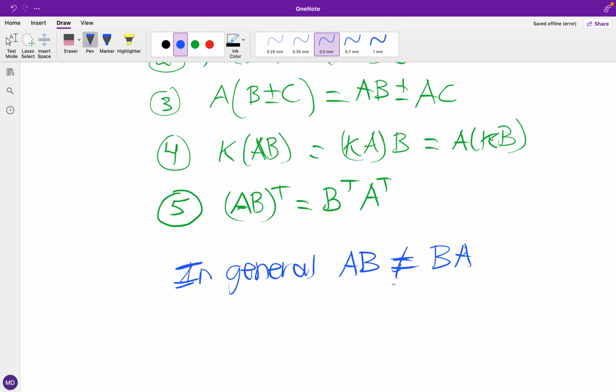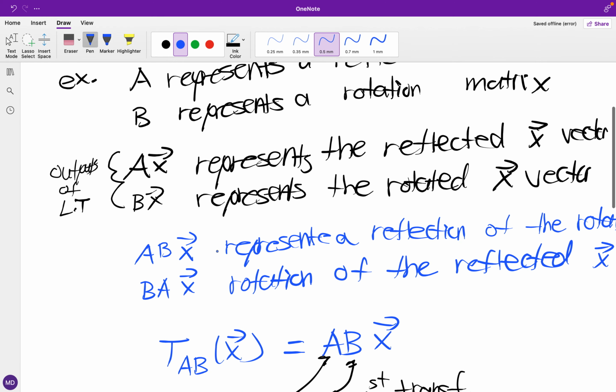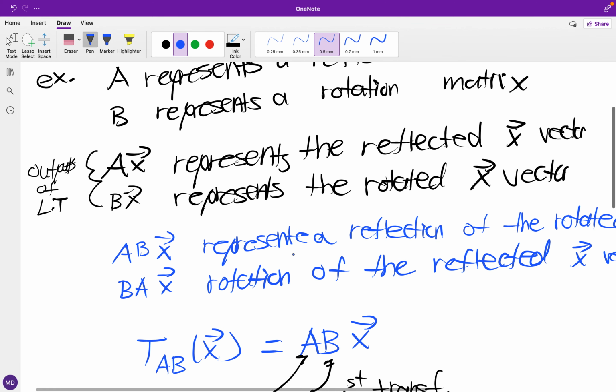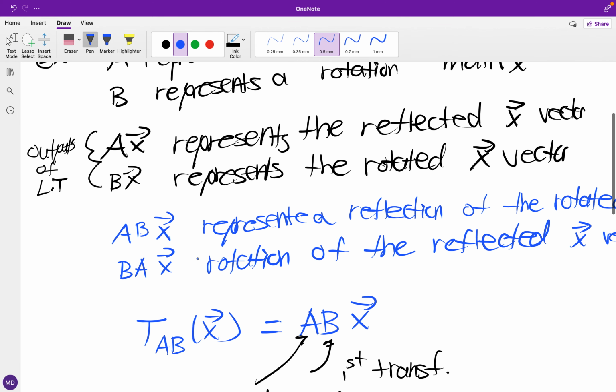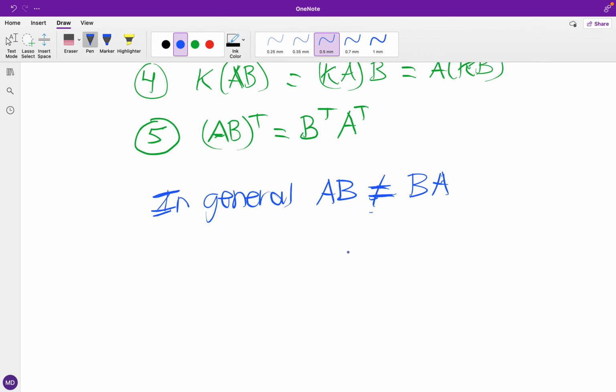It makes a difference. And if you're wondering why it makes a difference, think back to before where I said AB and BA each represented a different transformation, so they can't be equal. There's only very, very specific cases in which AB equals BA, but that's not a topic for this video. So in general, you cannot just say AB equals BA. That makes a big, big difference.